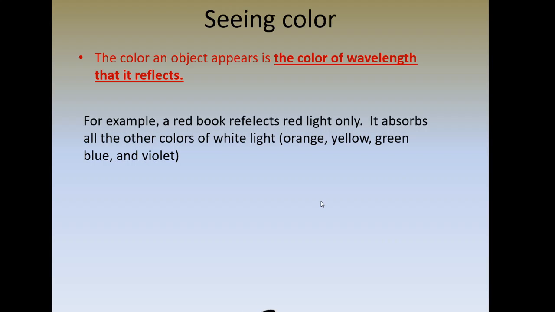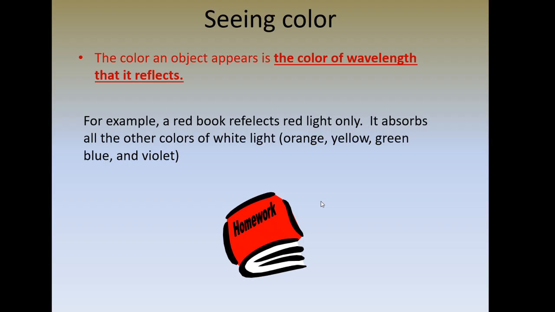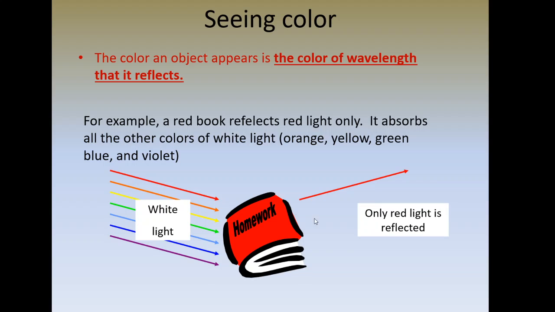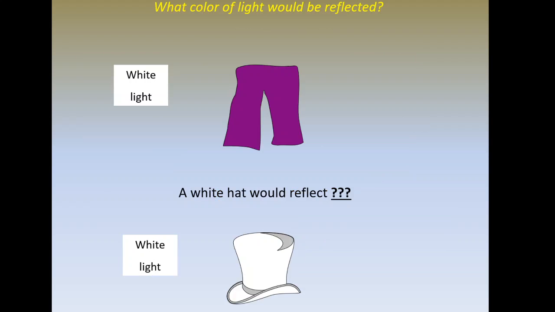For example, let's look at this red book, okay? White light comes and hits it, and it's all the different colors. And why does it look red? Well, that is because it reflects red, and it is the only one. It absorbed orange, yellow, green, blue, indigo, and violet, okay? Only red light was actually reflected.